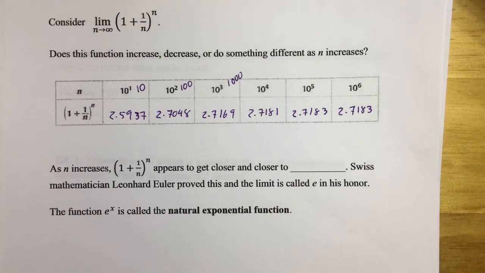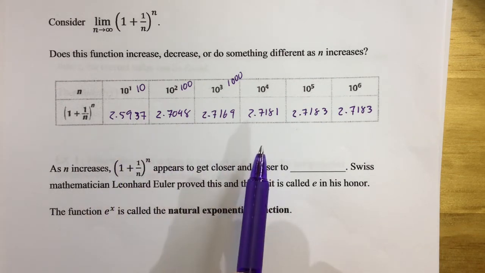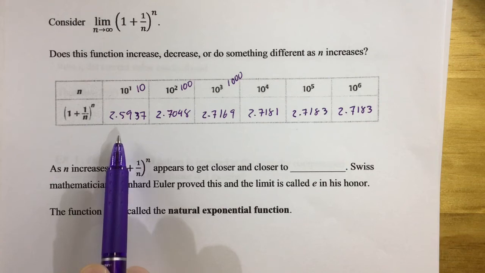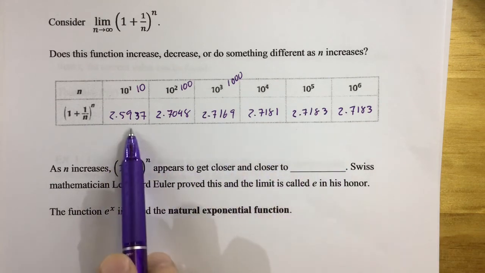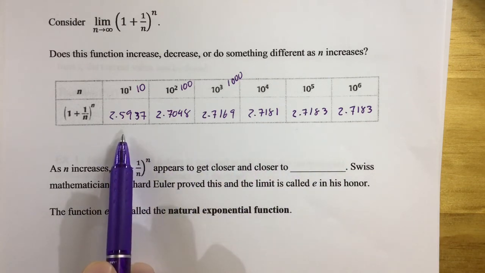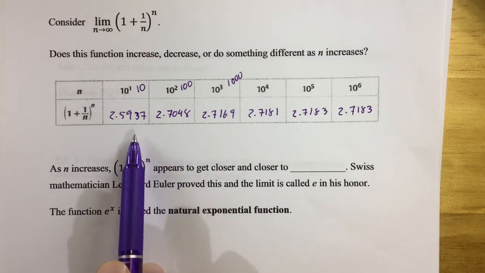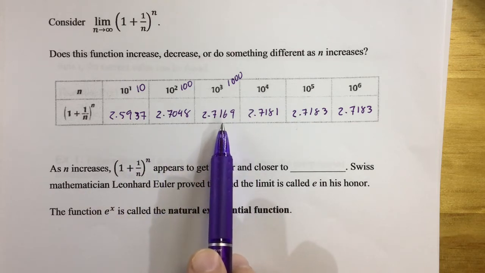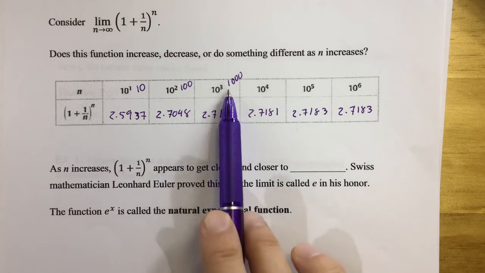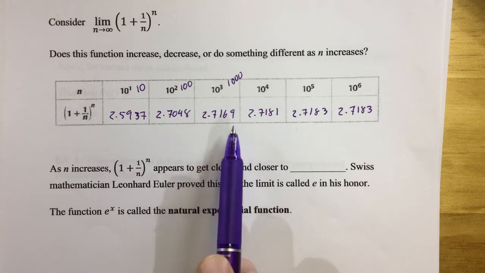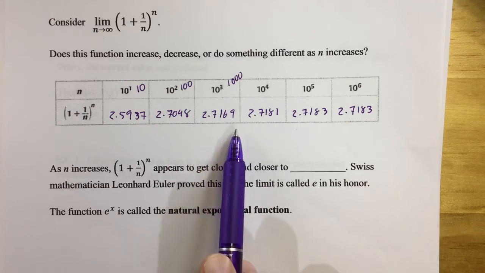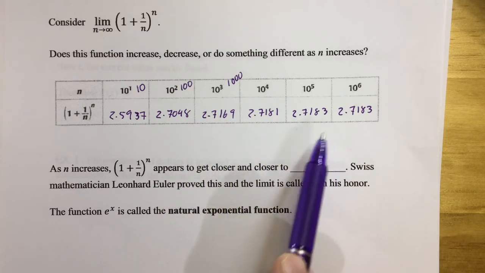All right, here's the table completed. Hopefully you took the opportunity to try this out and you got these numbers as well. As we look at the numbers, moving down the list here, at the very beginning, it really doesn't look like much at all. You just get the 2.59, and then after that, you get a 2.7. So it really doesn't seem like anything special is happening there. But as the value of n increases, and we're increasing by a factor of 10 every time, you actually start to see the numbers settle off.